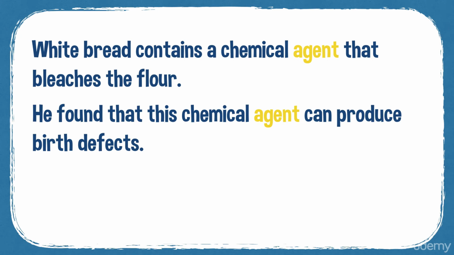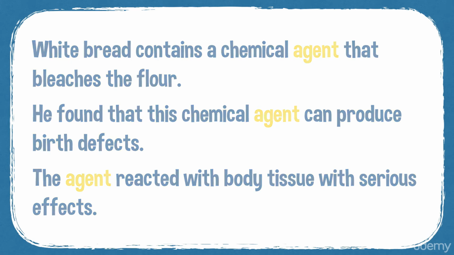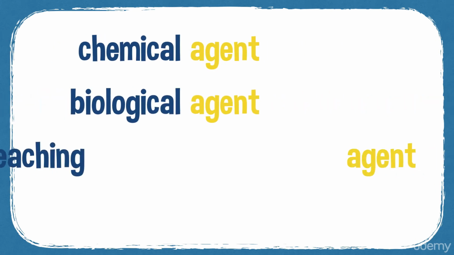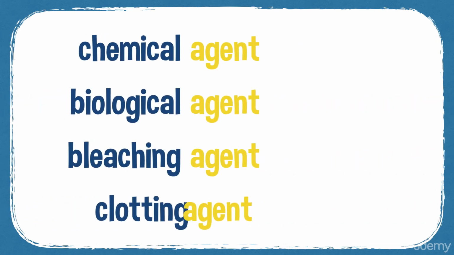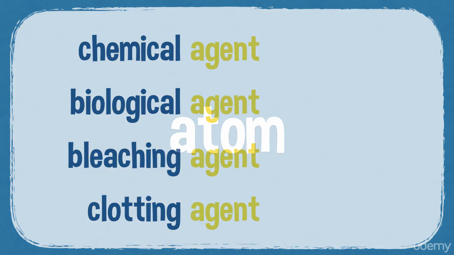He found that this chemical agent can produce birth defects. The agent reacted with body tissue with serious effects. It was probably a biological agent. So you can have a chemical agent, a biological agent, a bleaching agent, a clotting agent. Clotting agents make liquid, such as blood, much thicker.